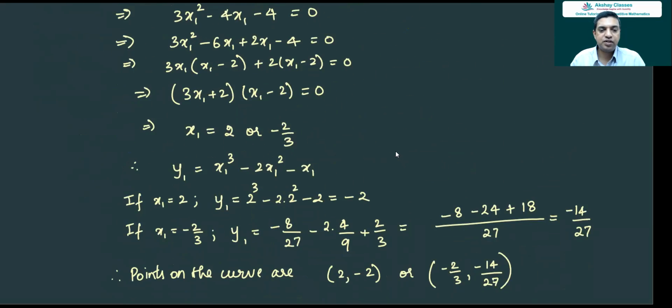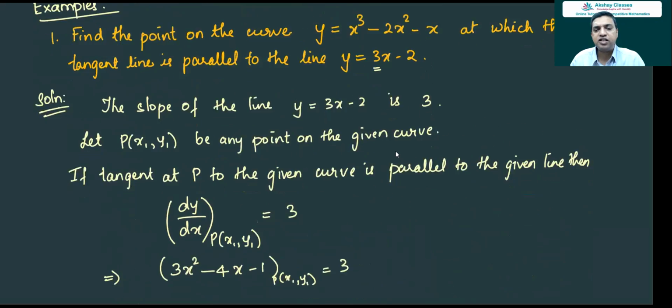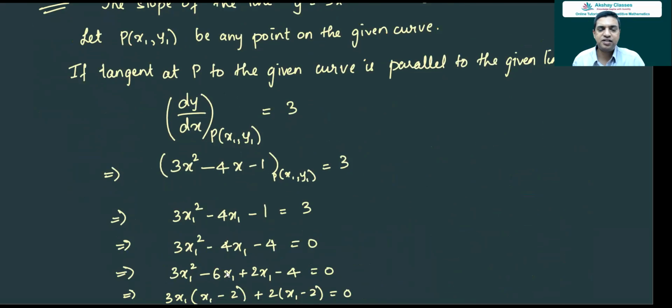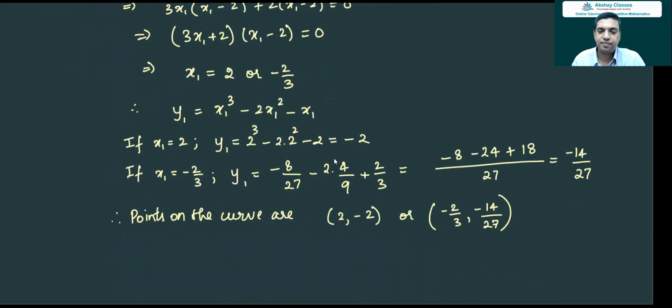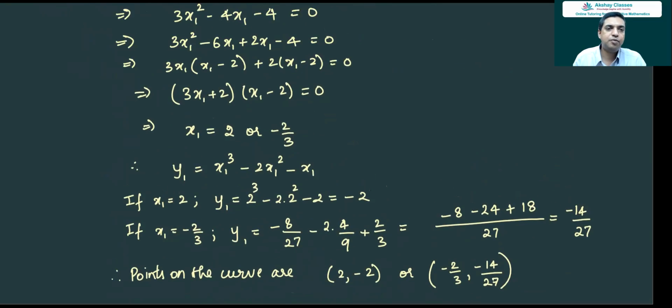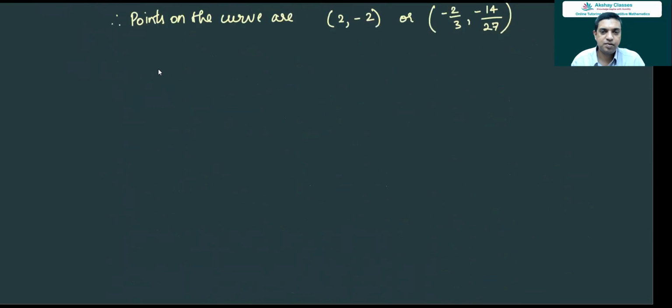So this is how we do it. This is the application. The concept was very simple. The other thing was calculation. What was the concept that we applied? That the derivative at that point should be equal to 3. Others were calculation only. Next, another problem we'll do. Another example.